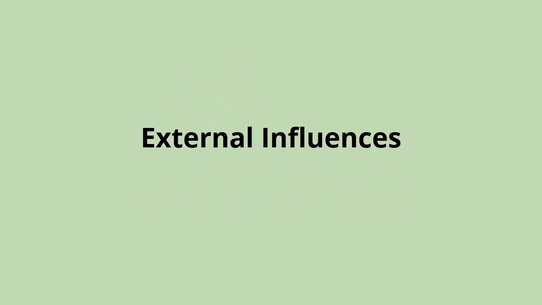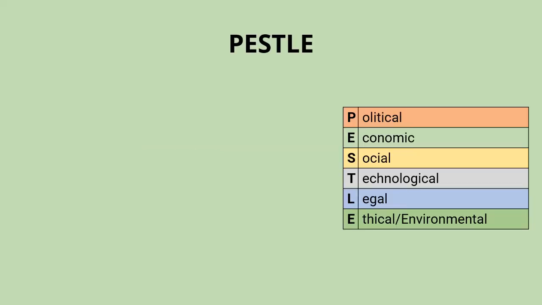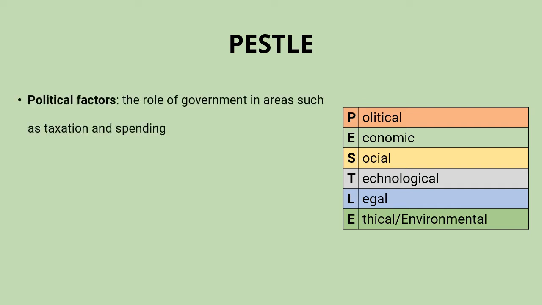This video is about external influences, so things from outside the business and how they're likely to impact on how it's run. The acronym for remembering most of these external influences is PESTLE. And so within that, we've got political factors.